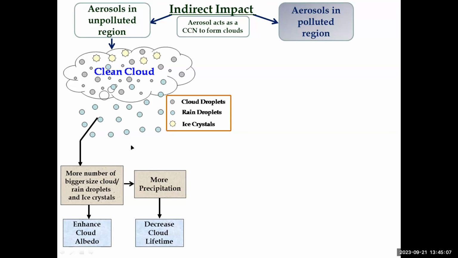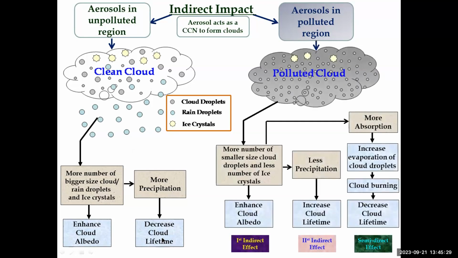the cloud albedo, which is nothing but the reflectivity of incoming solar radiation from the upper part of the cloud, will enhance. And because of their bigger size, it will precipitate more. And if it precipitates more, the cloud lifetime will decrease. Cloud will decay. Now coming to the next case, in the polluted region, polluted cloud will form, and it has more number of smaller size cloud droplets and less number of ice crystals. Because of the large number of smaller droplets, it further enhances the cloud albedo, which is known as the first indirect effect.